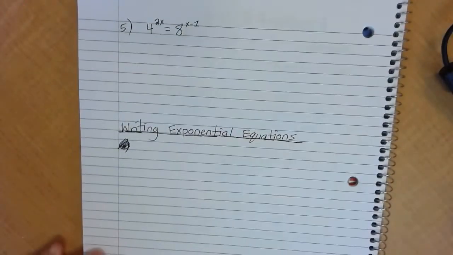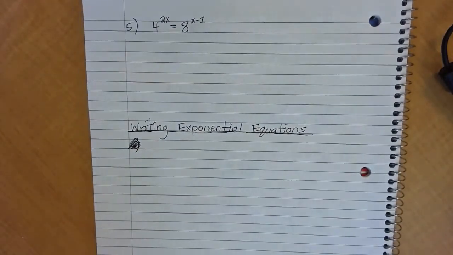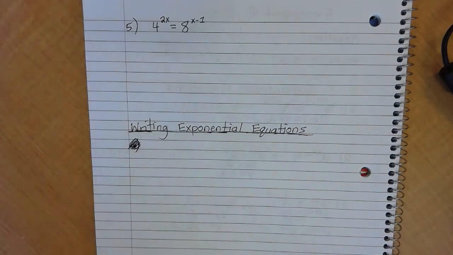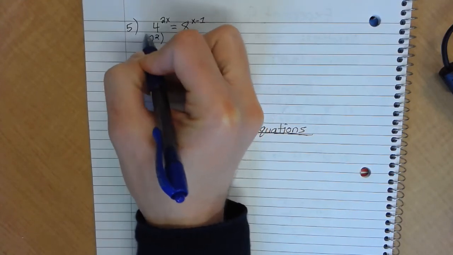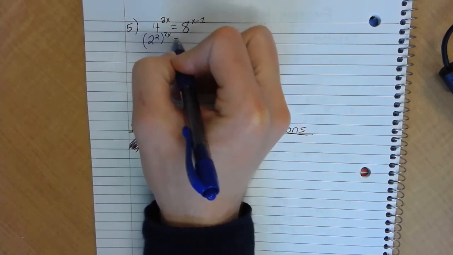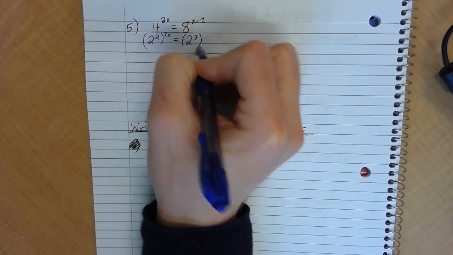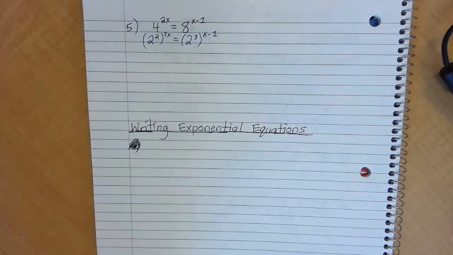So now we see a problem here where we have a 4 to the power of 2x and 8 to the power of x minus 1. Well, there's no one number that will get us to a 4 and an 8 if we raise it to a power. I can't do 2 squared... well, I can find the 2 there would be the common base, is what I'm trying to say. So I basically am going to write it as 2 squared to the 2x, and then 2 cubed to the x minus 1.